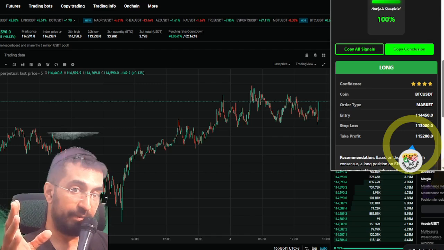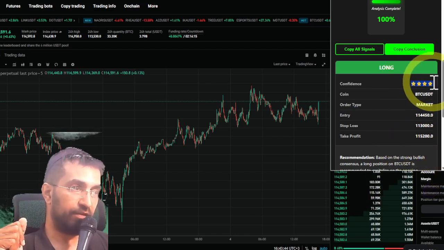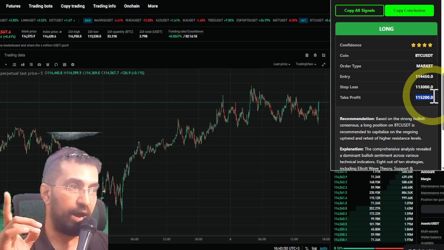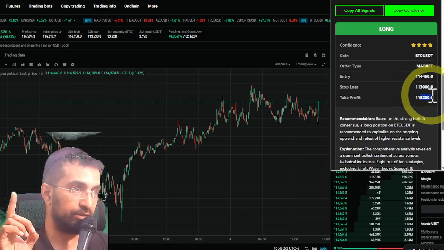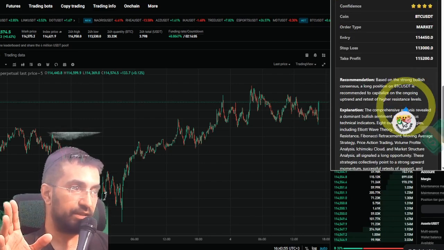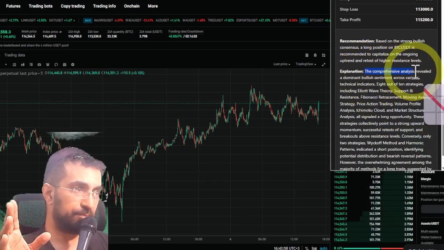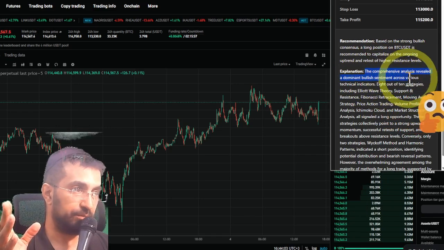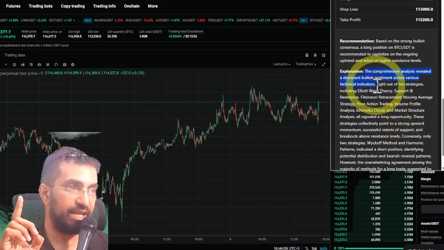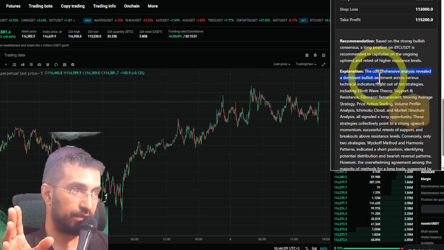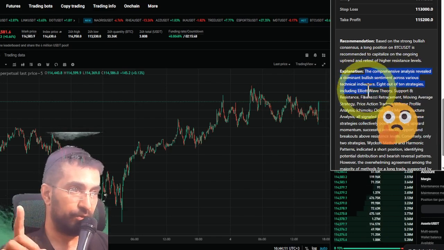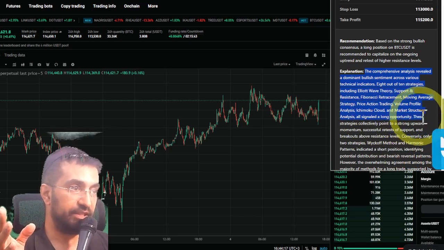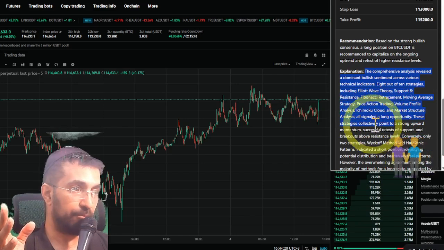The AI recommends, with 4 out of 5 star confidence, that you should jump in right now and do a long order, and that the price is going to go up to 115,200. At that point, you should take your profit. As you can see, it explains why it's told you to do this. The comprehensive analysis revealed a dominant bullish sentiment across various technical indicators, because 8 out of 10 strategies, including Elliott wave theory, support and resistance, are basically signaling a long opportunity. These strategies are collectively pointing towards an upward momentum.